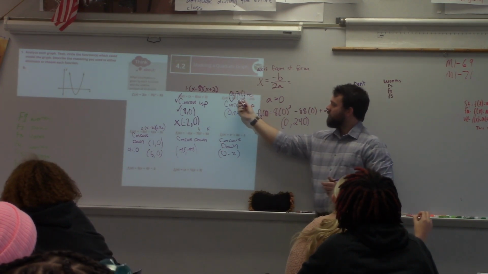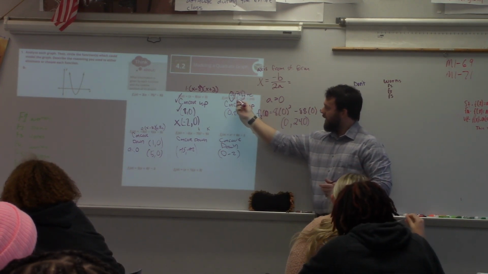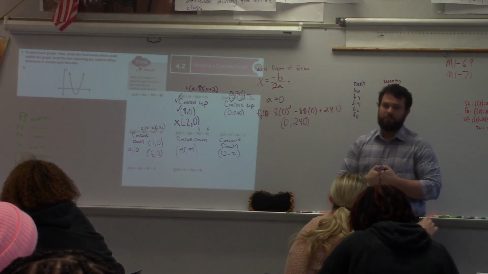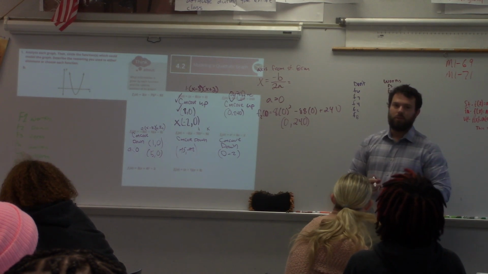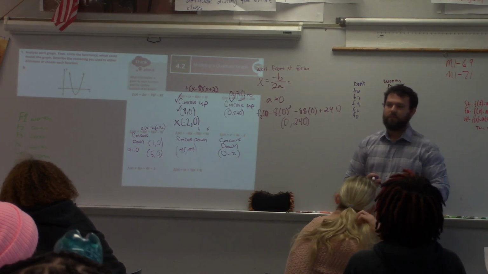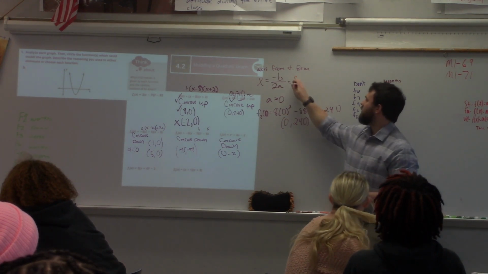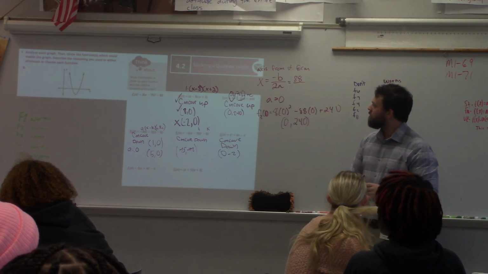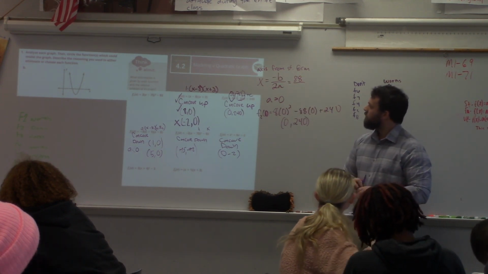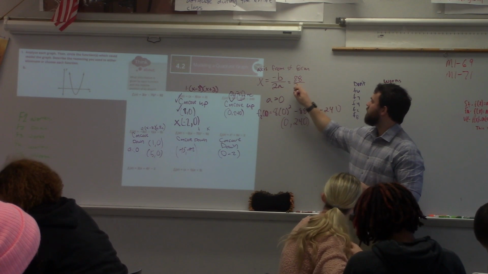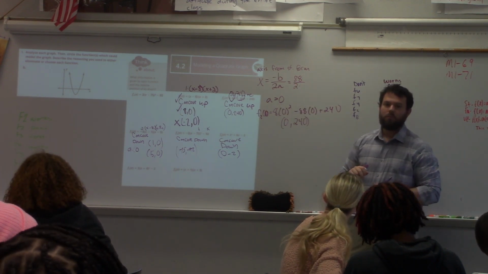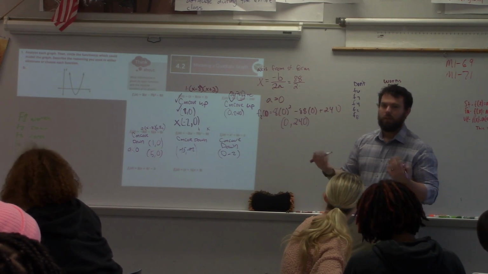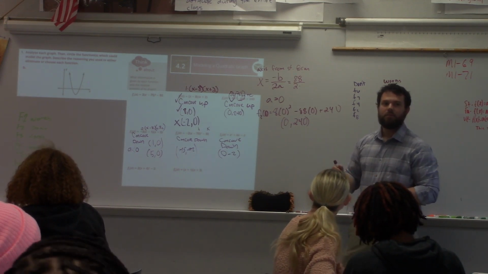So negative 88. B is negative 88, right? But I want the opposite of b. So what's the opposite of a negative 88? Positive 88. Divided by what? 2 times 8. A is 8, isn't it?